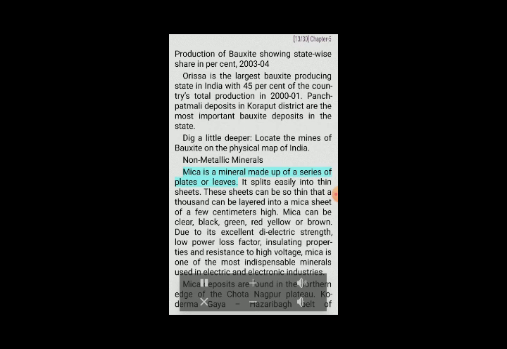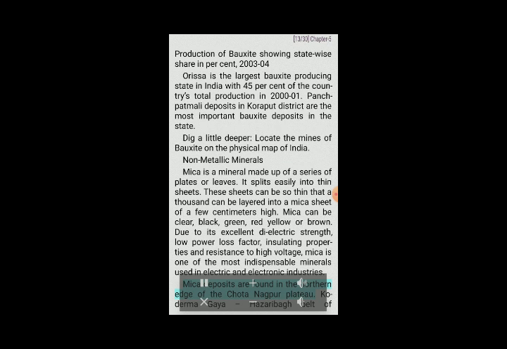Non-metallic minerals. Mica is a mineral made up of a series of plates or leaves. It splits easily into thin sheets. These sheets can be so thin that 1,000 can be layered into a mica sheet of a few centimeters high. Mica can be clear, black, green, red, yellow or brown. Due to its excellent electric strength, low power loss factor, insulating properties and resistance to high voltage, mica is one of the most indispensable minerals used in electric and electronic industries.